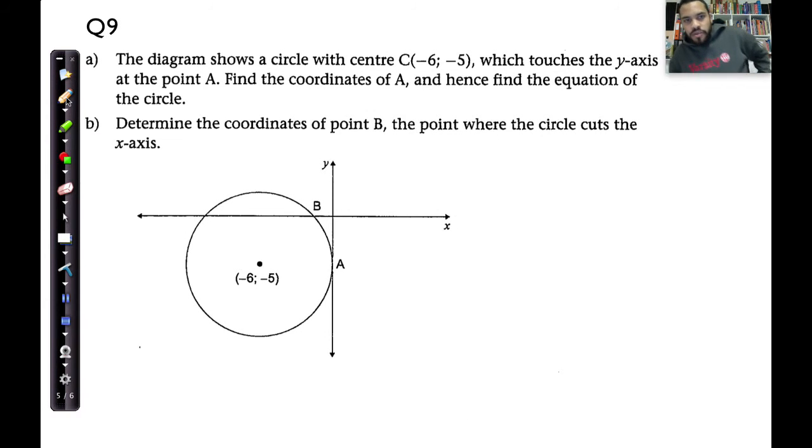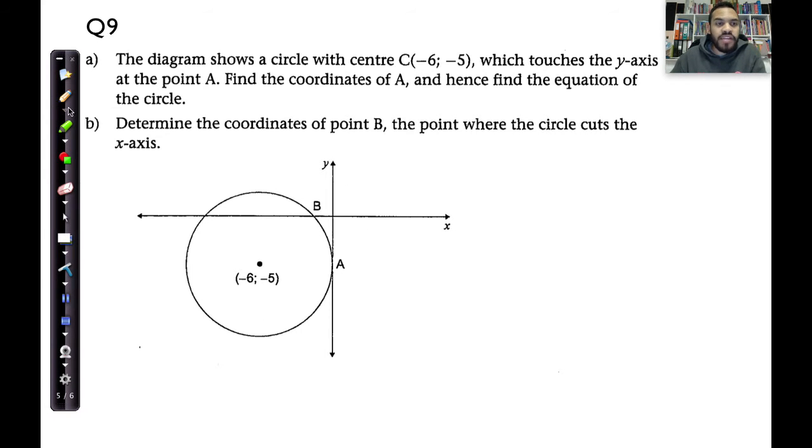What I want to look at now is a little bit more intricate, question number 9, which says the diagram shows a circle with center (-6, -5) which touches the y-axis at the point A. Find the coordinates of A and hence find the equation of the circle. So now let's actually do that.